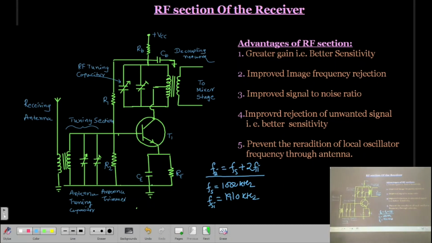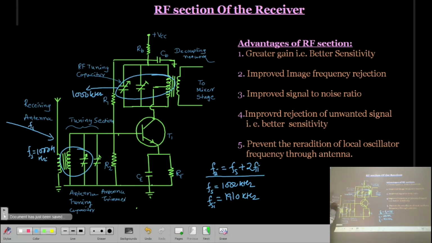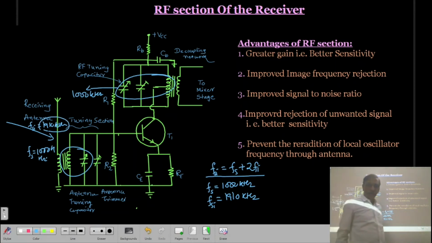So when you are tuning this section, fs is equal to 1000 kilohertz, then this is also tuned for 1000 kilohertz. Now, if the image frequency, that is fsi, 1910 kilohertz, will try to enter, then this tuning section will reject the image frequency.